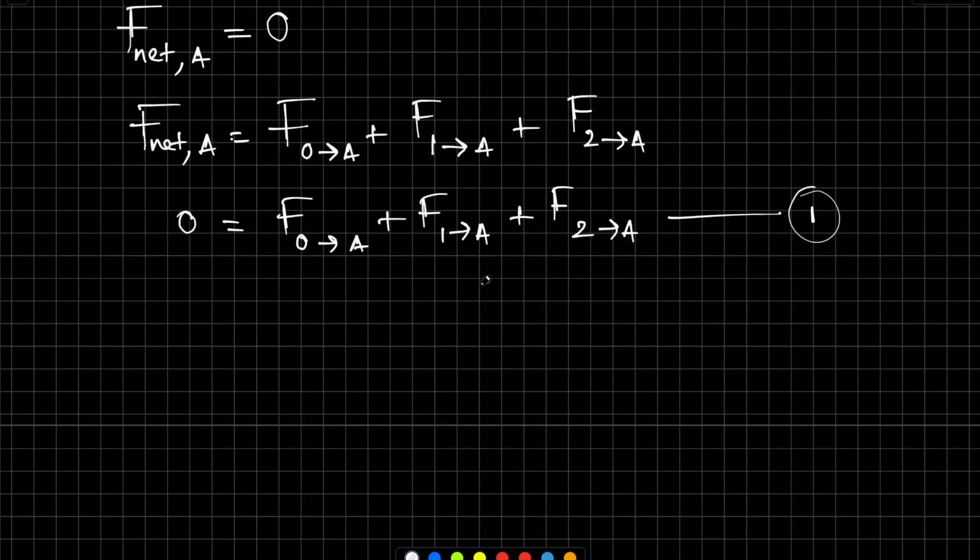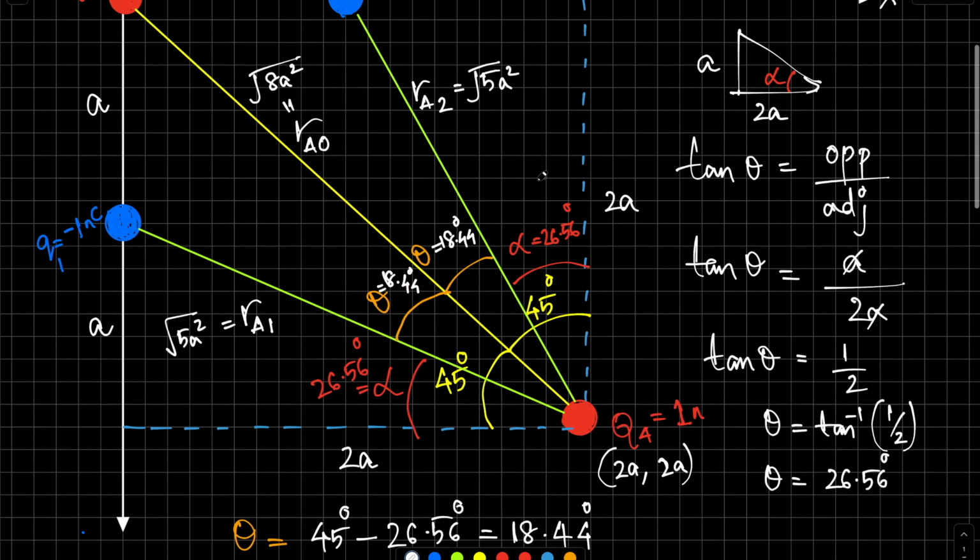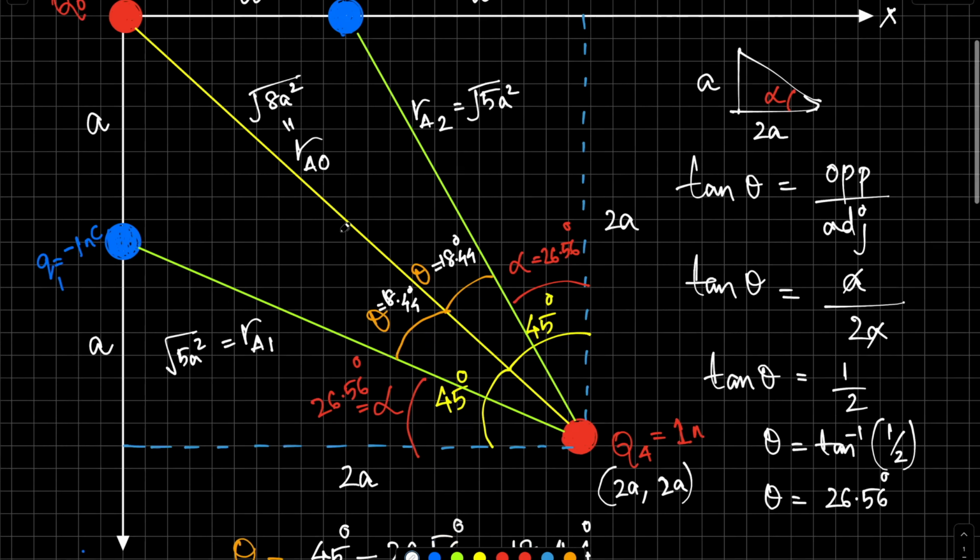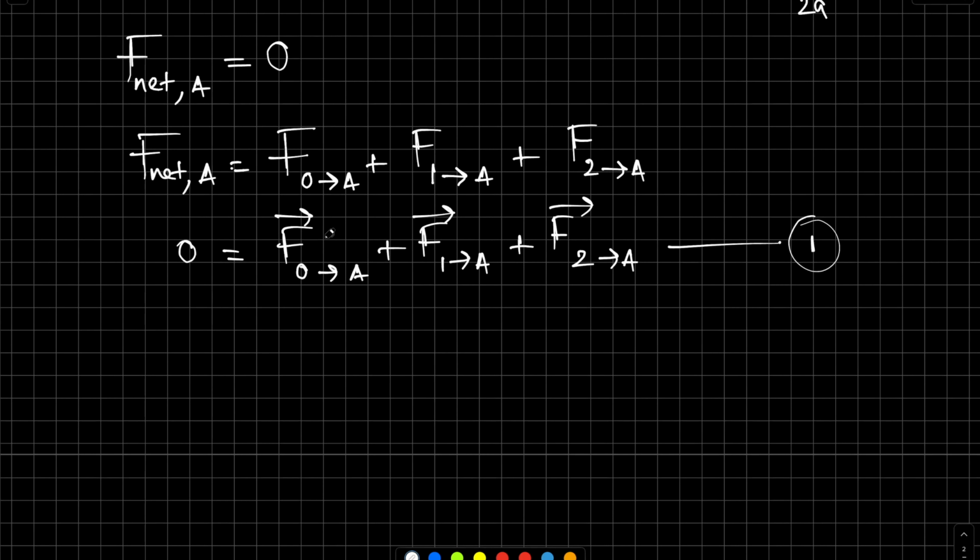I'm going to call this equation number 1. Again, these are all vectors. We are dealing with a two-dimensional problem, so it's going to be vector addition. We can't directly add them, but I'm going to find the magnitudes of all these forces.